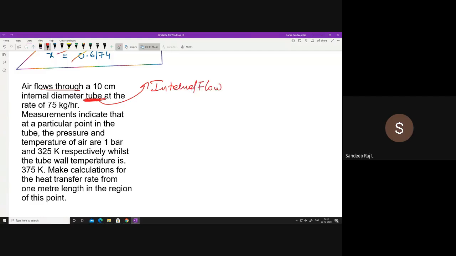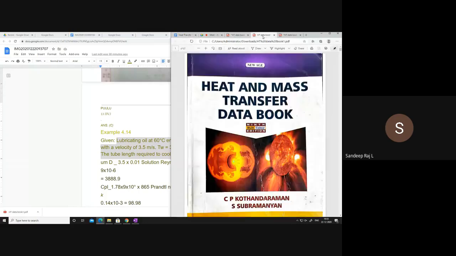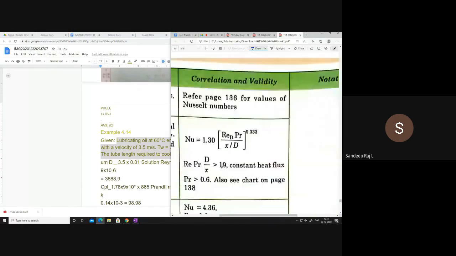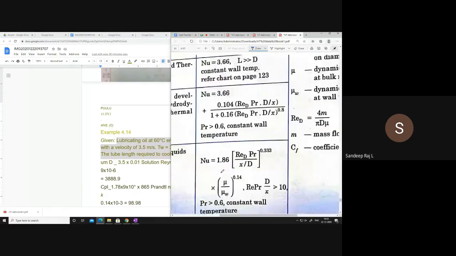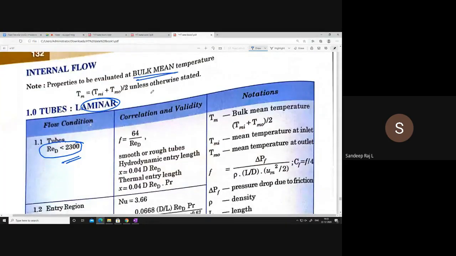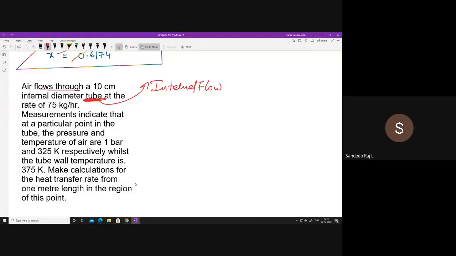Once you understand that it is an internal flow problem, what is the next thing to do? You have to make use of the data book and go to the internal flow section. In internal flow, you have to calculate the bulk mean temperature. This is the first thing that you should do. So, how to find out the bulk mean temperature? T bulk mean will be equal to T in and T out.